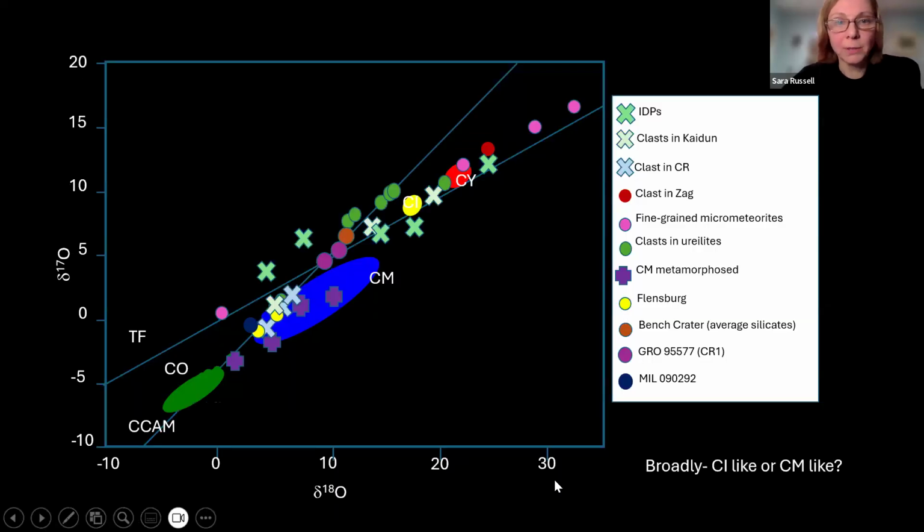Looking at the oxygen isotopes of all of these xenoliths and micrometeorites, you can see there's a massive range across the values of known meteorites, but it also extends the range up to more O16-poor values. But broadly, I would suggest that there are two camps or families. There's the CM-like ones, which plot below the terrestrial fractionation line on or around the CM field. And then there's the Ci-like, which plot above the terrestrial fractionation line and have a massive range in delta 18O.